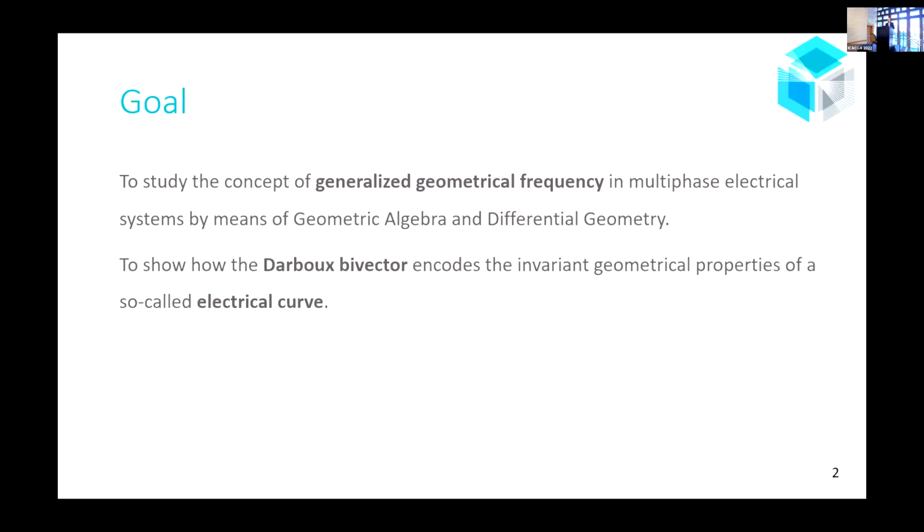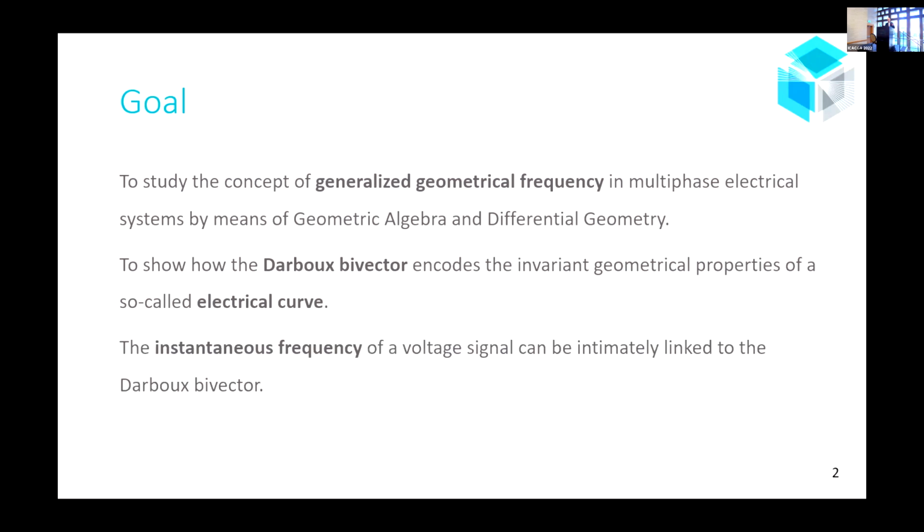So we will use a special curve in a Euclidean space using voltage or current, depending, which we call the electrical curve. And by studying its differential geometric properties, we end up building the Darboux bivector, which encodes the invariance of the curve, closely related to the traditional concept of frequency. Finally, we show how the instantaneous frequency, the frequency associated to an instant of time, can be intimately linked to this Darboux bivector.